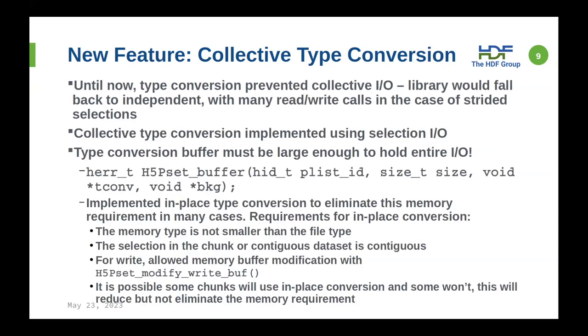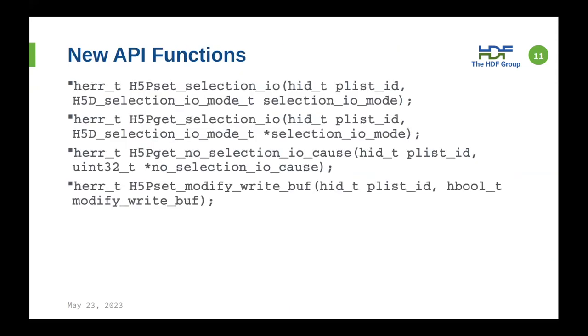I realize this is a lot, but if the buffer ends up not being big enough, then it'll just fall back to independent scalar IO. And there is a way to check, I'll talk about it a little bit later. Probably should have had a slide specifically for it, but there's a way to check to see if it actually did selection IO.